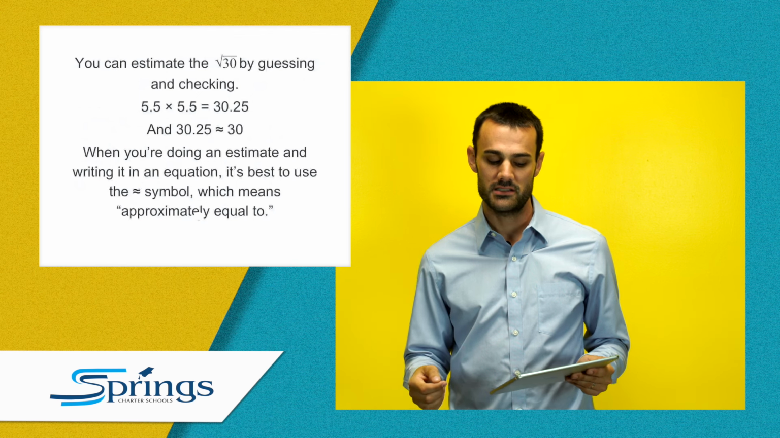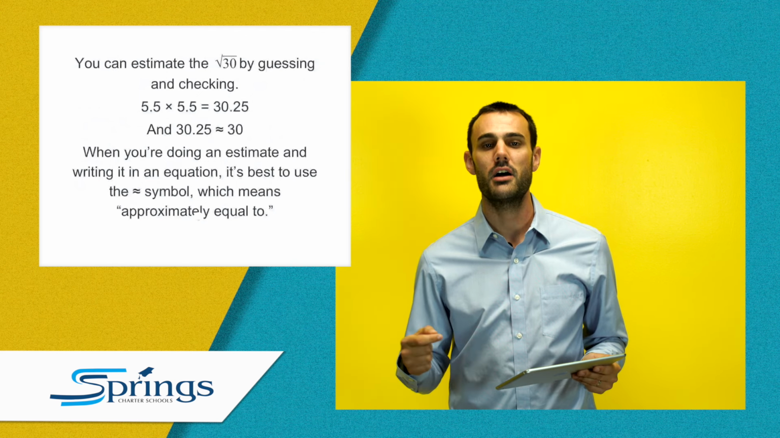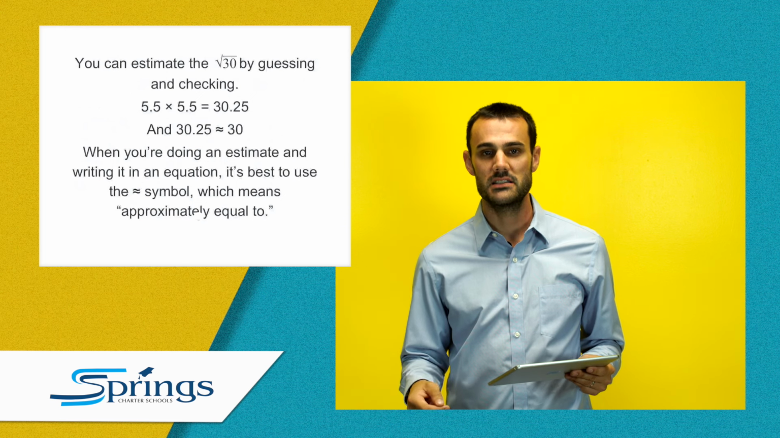So when doing an estimate of writing an equation for a square root, and you see those two squiggly lines, that means approximately. So I can say that the square root of 30 is approximately 5.5.